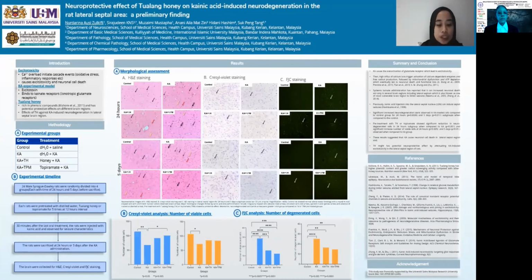Moreover, the number of neurodegenerative cells in the kainic acid group based on FJC staining was significantly higher compared to control. Meanwhile, in pretreated groups, the number of neurodegenerative cells was significantly reduced compared to the kainic acid group in the 24-hour subgroup, and a similar trend was observed at 5 days. In conclusion, these results show that kainic acid induces neurodegeneration in the lateral septal region and Tualang honey might have potential in protecting it against kainic acid-induced neurodegeneration. However, further study needs to be done. Thank you, that's all from me. This study was financially supported by University Science Malaysia.